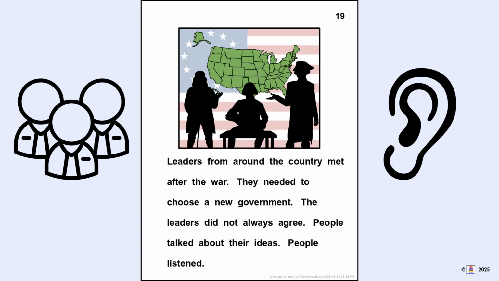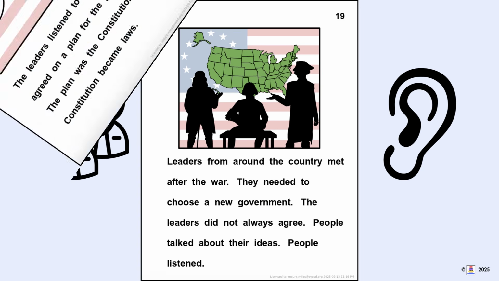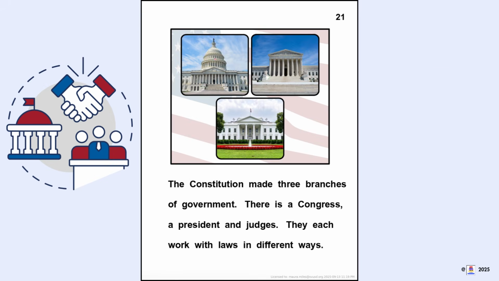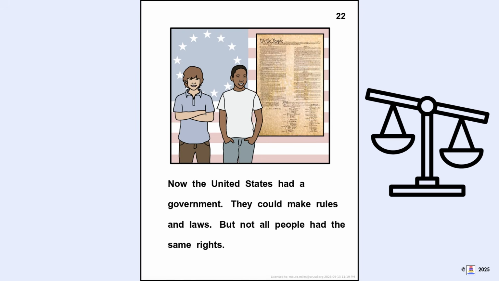The leaders did not always agree. People talked about their ideas. People listened. The leaders listened to ideas. They agreed on a plan for the government. The plan was the Constitution. The Constitution became laws. The Constitution made 3 branches of government. There is a Congress, a president, and judges. They each work with laws in different ways. Now, the United States had a government. They could make rules and laws, but not all people had the same rights.